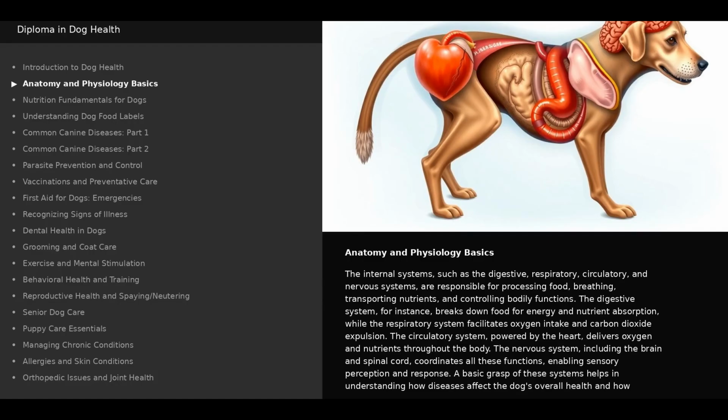The circulatory system, powered by the heart, delivers oxygen and nutrients throughout the body. The nervous system, including the brain and spinal cord, coordinates all these functions, enabling sensory perception and response. A basic grasp of these systems helps in understanding how diseases affect the dog's overall health and how treatments work.